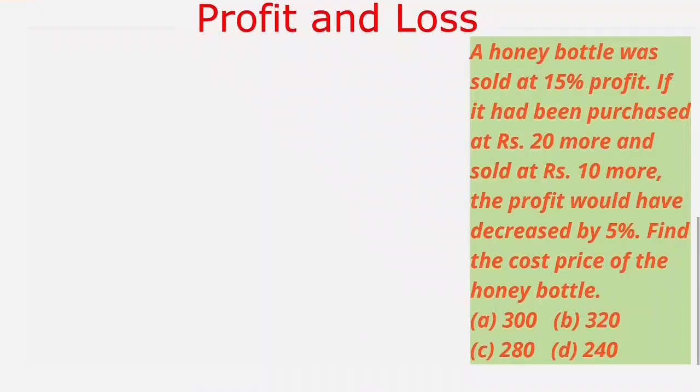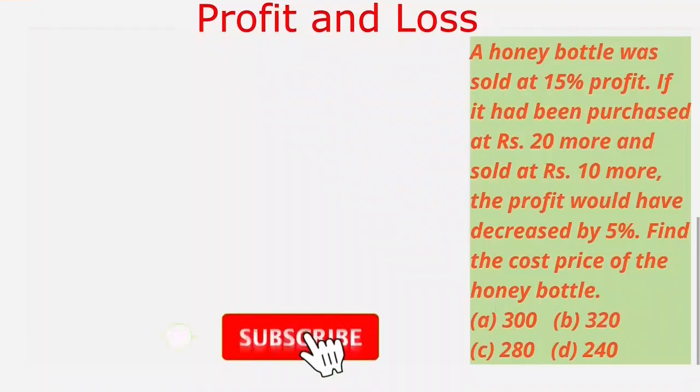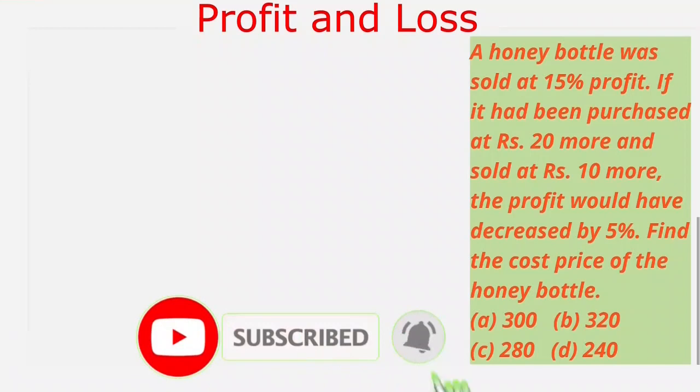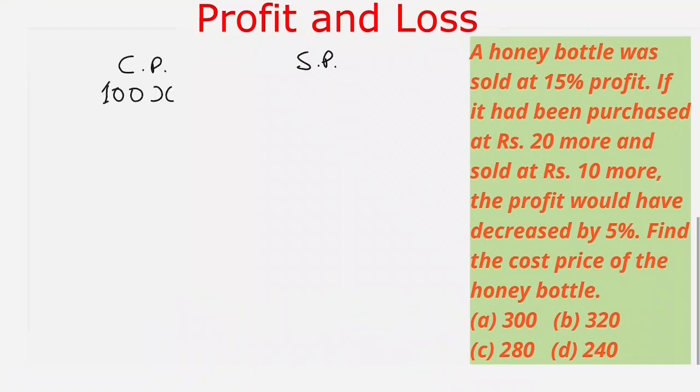We solve the question first by the conceptual method and then by the shortcut method. Let CP be 100x. Then there was a profit of 15%, and 15% on 100 is 15. Then 100 plus 15 is 115x.